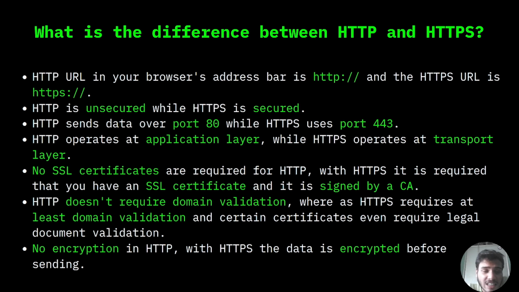And no SSL certificates are required for HTTP, whereas SSL certificates are required for HTTPS and need to be signed by a CA. HTTP does not require domain validation, whereas HTTPS requires at least a domain validation, and certain certificates even require, you know, legal document validation. And there is no encryption in HTTP, whereas in HTTPS, the data is encrypted before it is sent to the server.